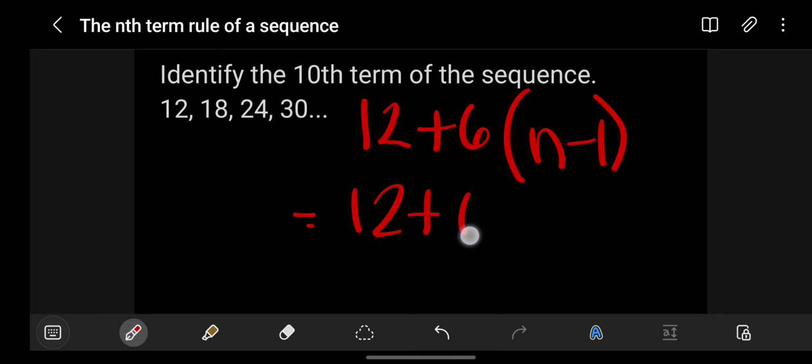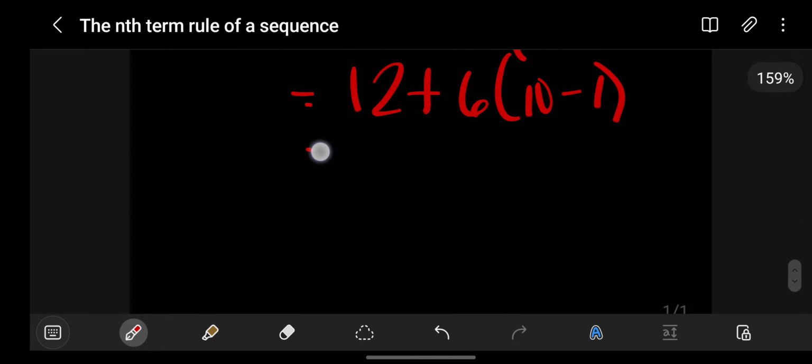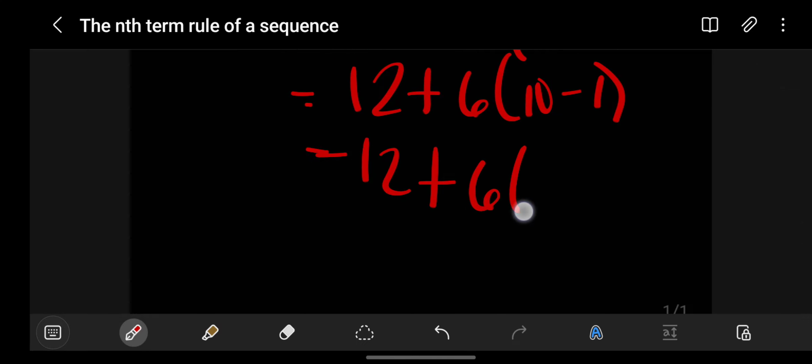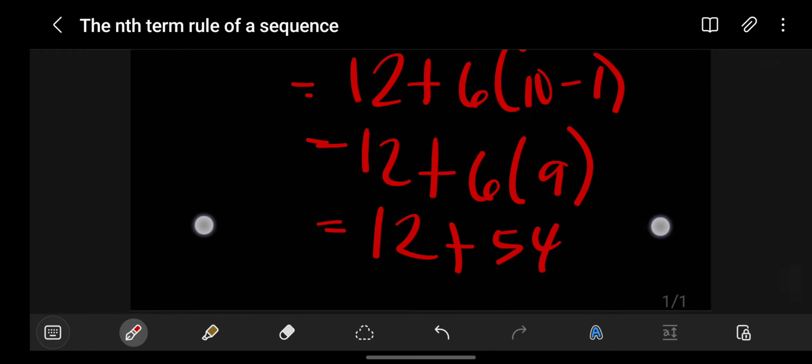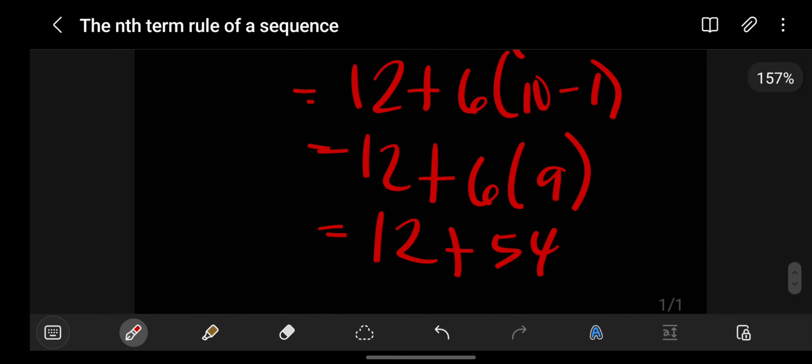We have 12 plus 6 times 10 minus 1. Again, do the parentheses first. Equals 12 plus 6 times 9. And then do the multiplication, so we have 12 plus 54. So the answer here is 66. Okay?